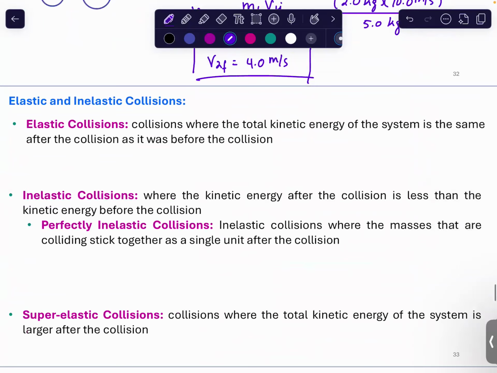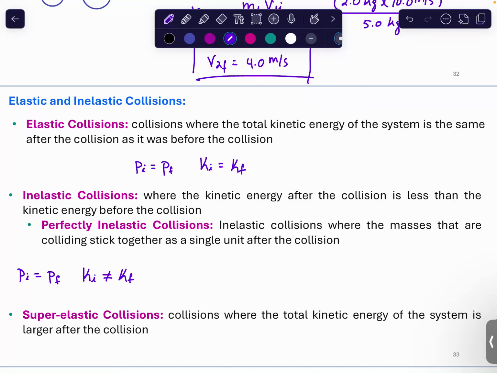Okay, now we're going to start looking at the concept of elastic versus inelastic collisions. Elastic collisions, total kinetic energy of the system is the same before and after the collision. So this can be conservation of momentum and K initial equals K final. Okay, inelastic collisions, that's where we're going to have initial momentum equals final momentum, but K initial does not equal K final.